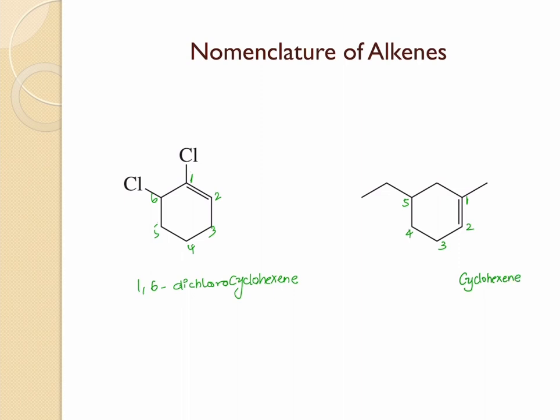And on the cyclohexene molecule is present an ethyl group and also a methyl group. The ethyl group is at position 5. And since E comes first in the alphabet, you have to put that in the front. So it's going to be 5-ethyl. And the methyl group is present at position 1. And it's going to be 5-ethyl-1-methylcyclohexene. So this would be the complete name for this molecule.